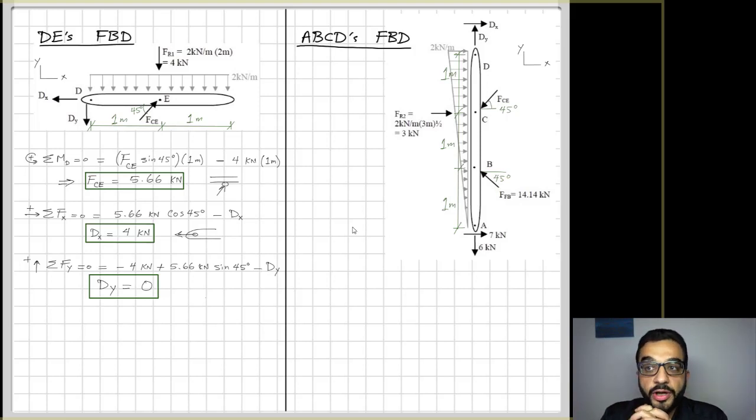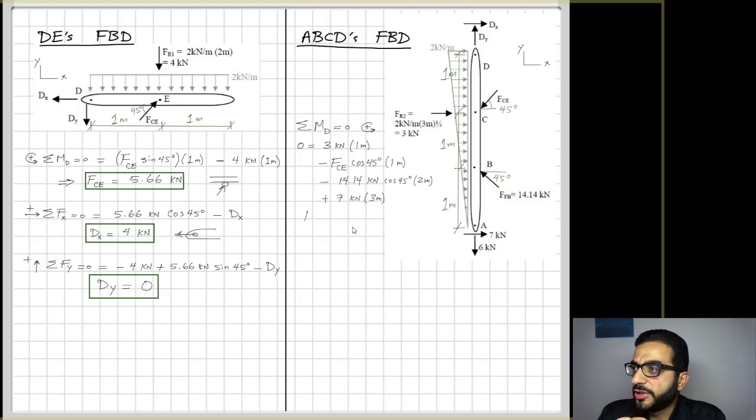So I got all the unknowns using just one free body diagram. Let's try to find them using the other free body diagram that I have, which is A, B, C, D. Thinking about it, I have three unknowns: FCE, Dx and Dy. If I want to take the sum of the moments to cancel as many unknowns as I can, I will take it around D.